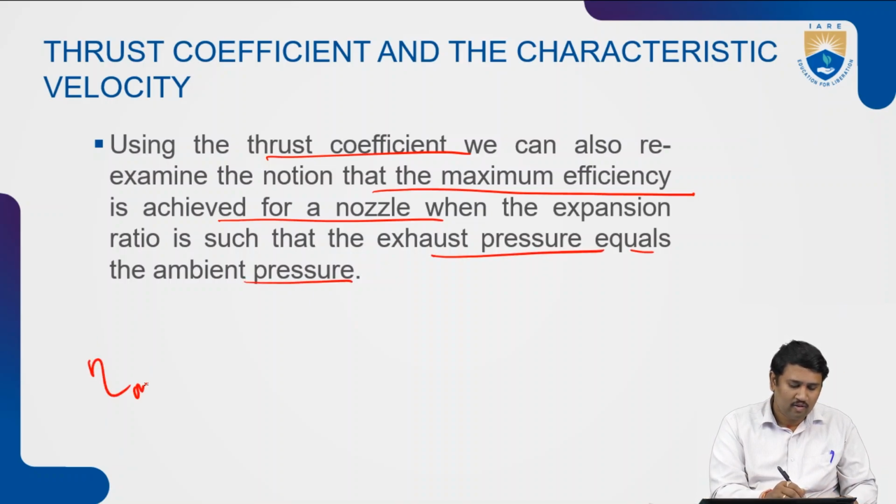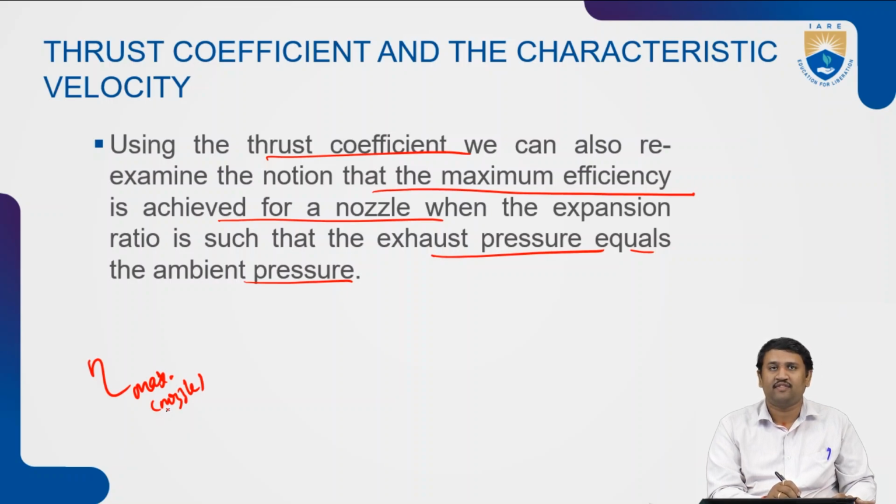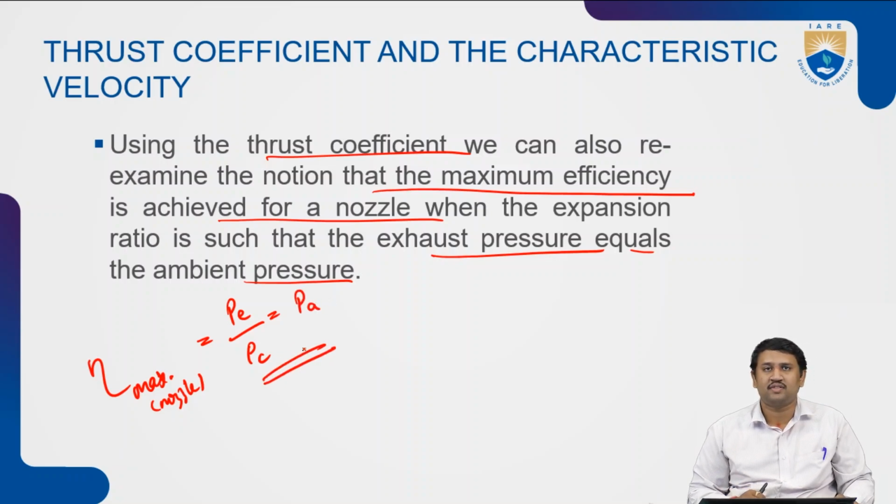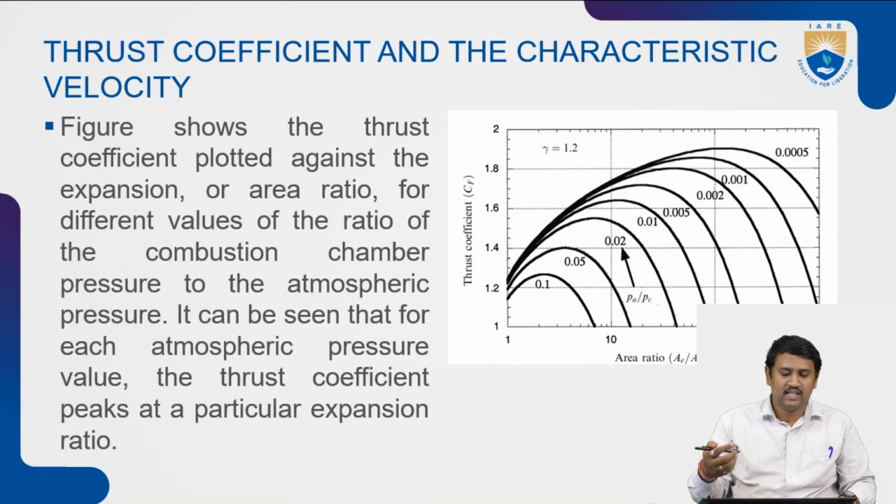So, maximum efficiency in a nozzle is achieved when the ratio of exhaust pressure to chamber pressure, P by Pc, equals Pa, right? Maintaining this pressure ratio will give us the maximum efficiency. Now, let us understand a small graph.